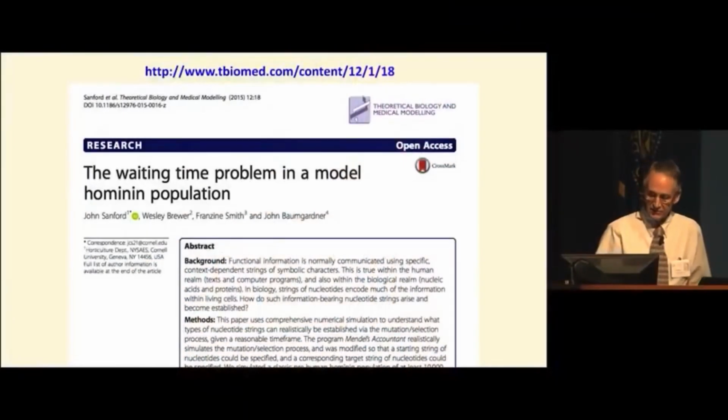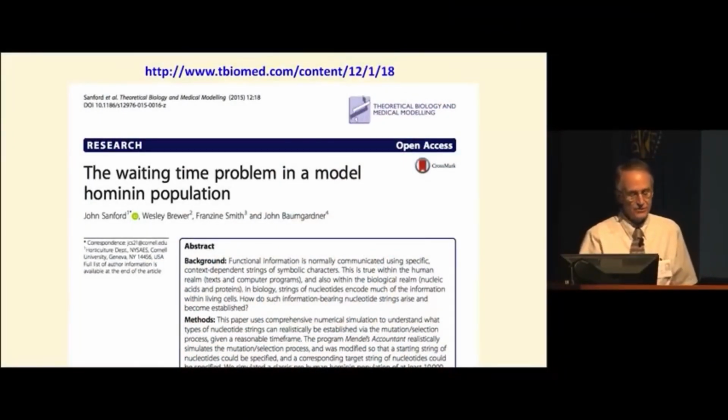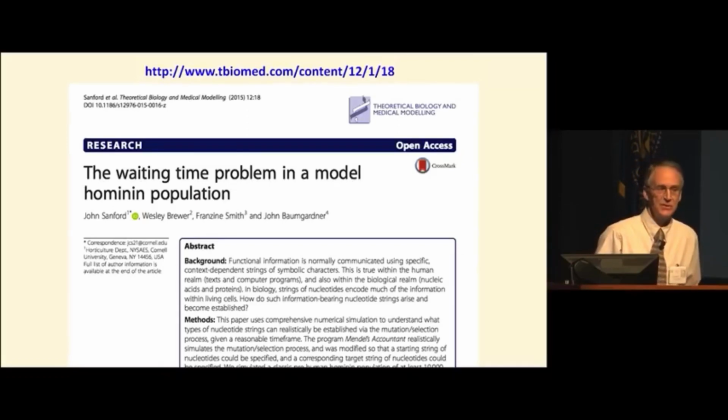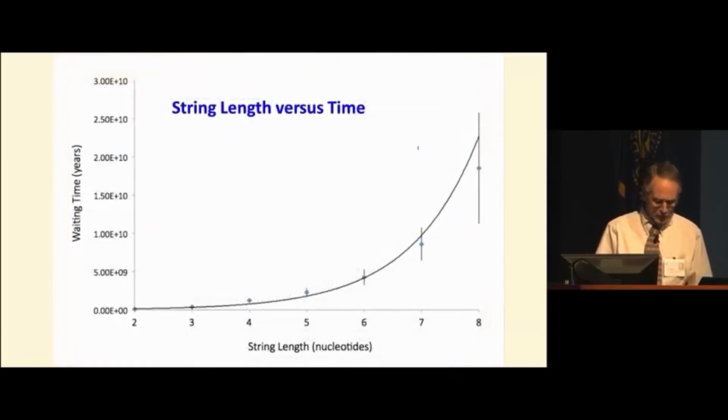So my colleagues and I have published a paper a few years ago, the waiting time problem in a model hominin population. So taking into consideration a pre-human population with a population size of about 10,000, how long does it take to take 2 nucleotides in that genome and switch them to 2 other nucleotides at the same location? That's the waiting time. You think thousands, maybe millions of years to wait for that? Well, it takes a lot longer than that.